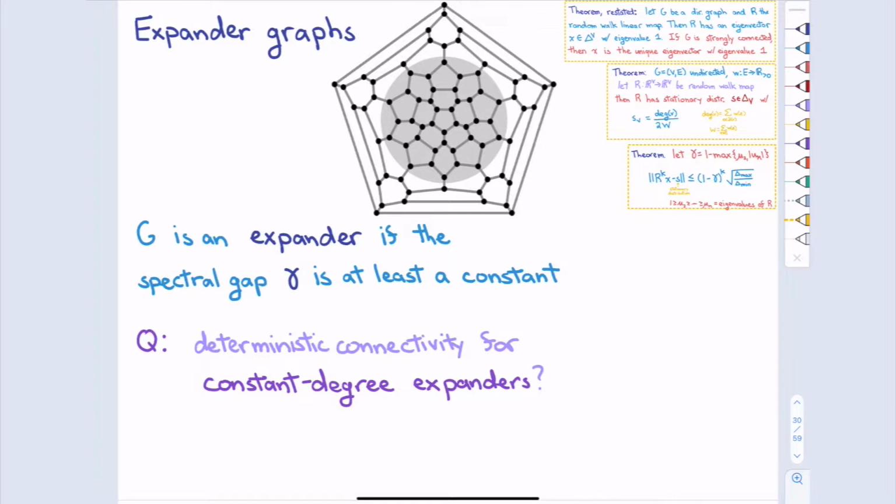So as a warm-up question, and if you have already seen this question before, don't answer, because I know I've asked it in some previous classes. In general, we want to figure out deterministic connectivity, but let's look at the special case of constant degree expanders. These are graphs where random walks mix very rapidly to a stationary distribution. Can we figure out deterministic connectivity for constant degree expanders? Any ideas?